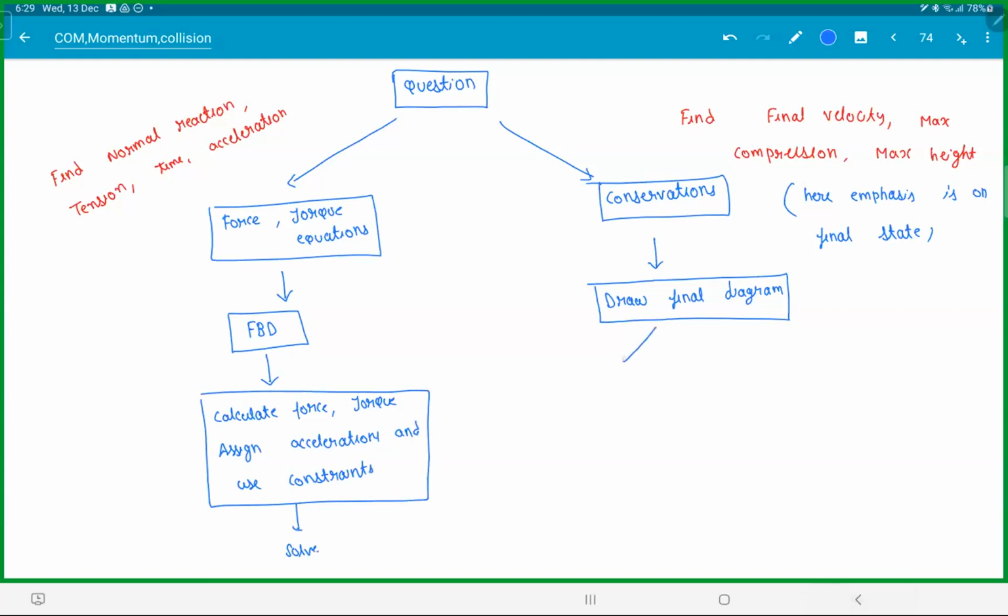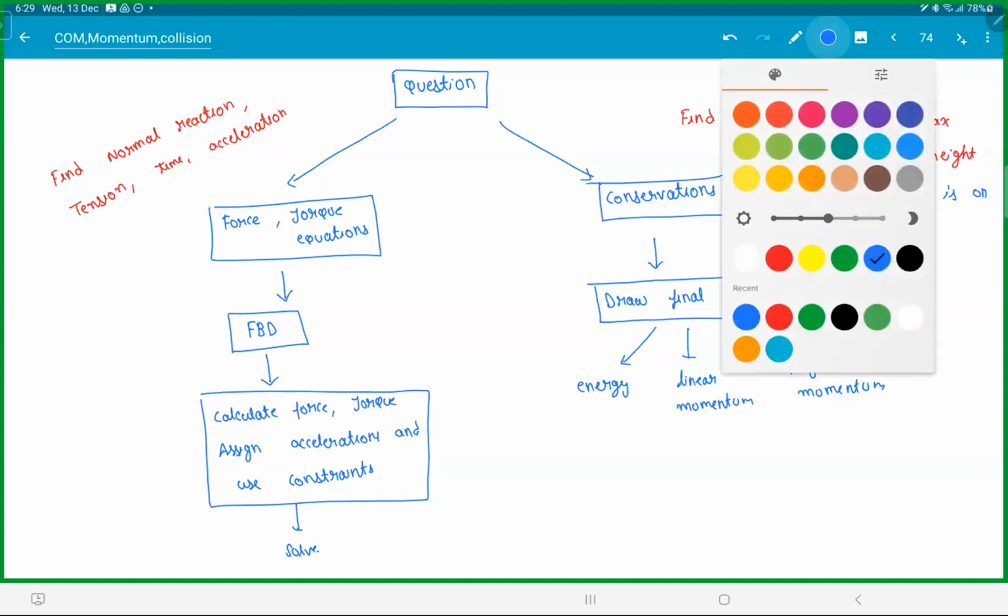In this case, you have three options. You can conserve energy, you can conserve linear momentum, you can conserve angular momentum. Angular momentum we didn't do, that's the next chapter. That's it. These are the three conservations we have.